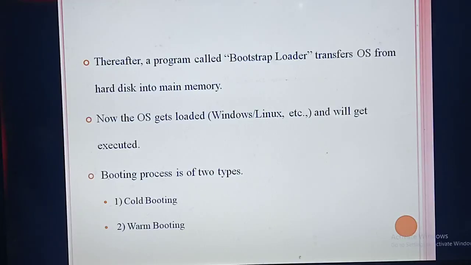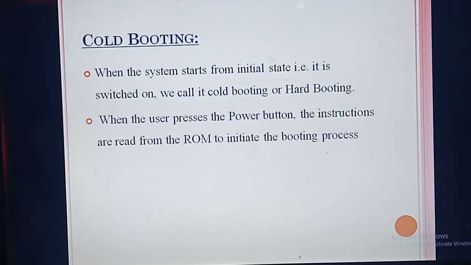How many types of booting are there? Two types. What are they? Cold booting as well as warm booting. Now you are going to study these two types of booting in detail. Okay, first one is cold booting.